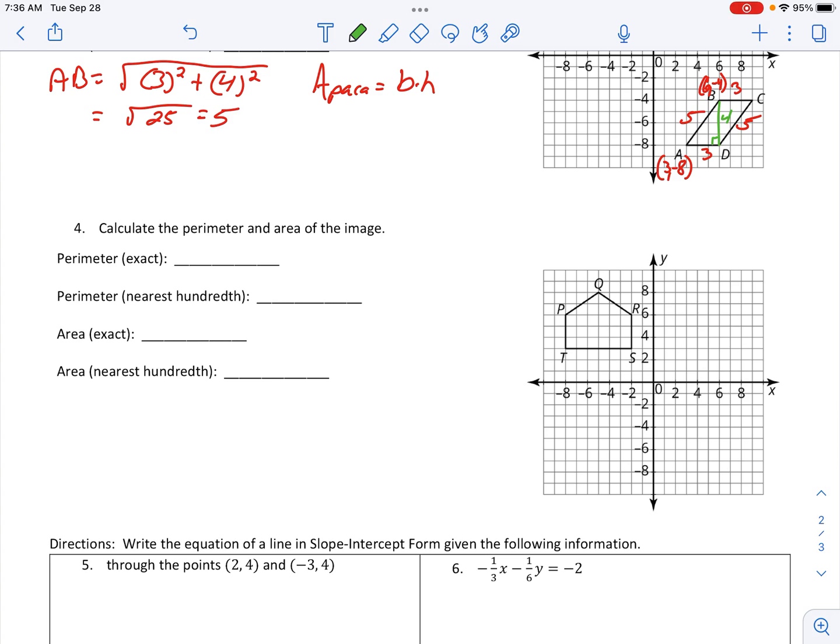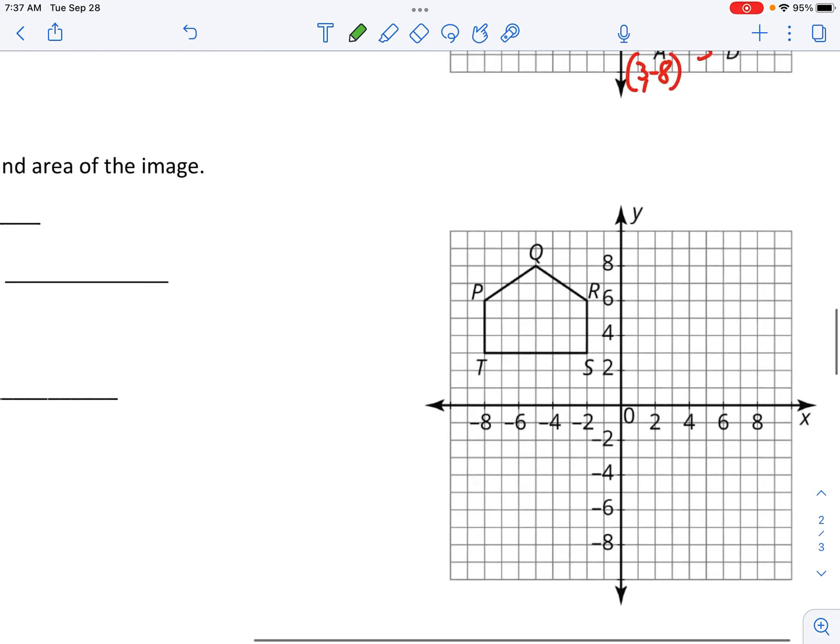All right, number 4. In our perimeter here, we get 3 sides we can find pretty quick. Let's get those verticals. 1, 2, 1, 2, 3. 1, 2, 3. Along the bottom there, looks like we get a length of 6. Now PQ and QR, we need to go through and calculate its distance. P is over here at -8, 6. Q is up here at -5, 8.